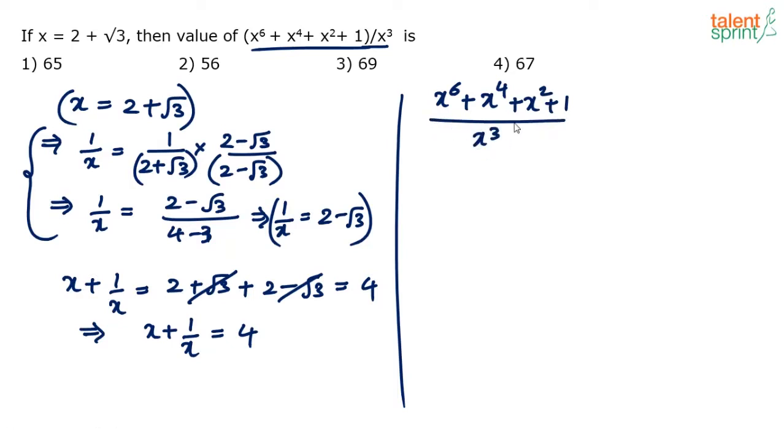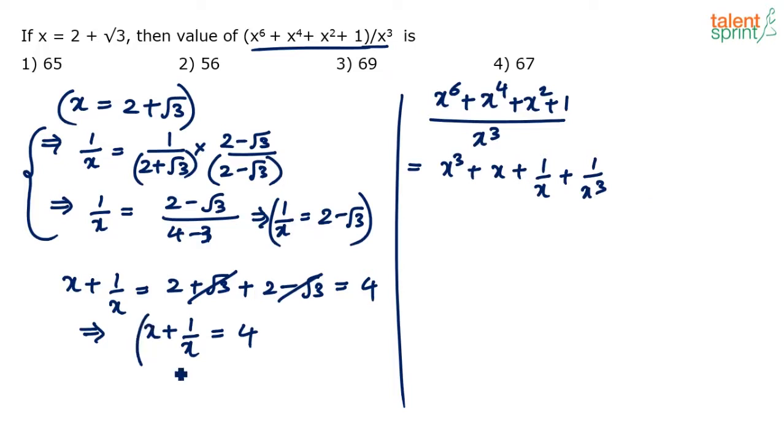What happens if we directly divide by x cube? x power 6 by x cube is x cube, x power 4 by x cube is x squared. So let's do one thing: we will just divide each term by x cube and see what happens. So this will be equal to x power 6 by x cube, which is x cube, plus x power 4 by x cube, which is x, plus x squared by x cube, which is 1 by x, plus 1 by x cube anyway.